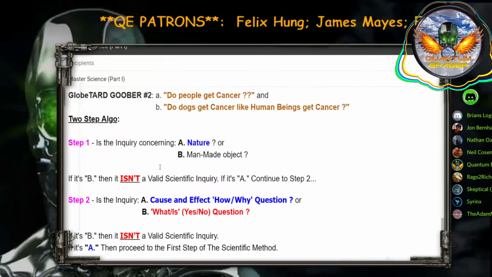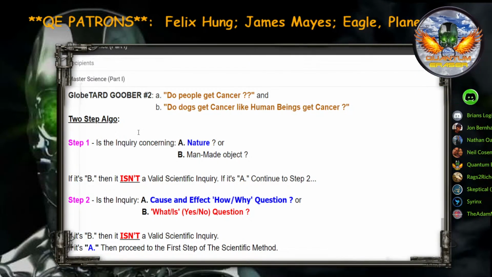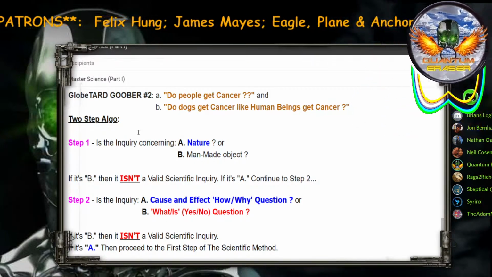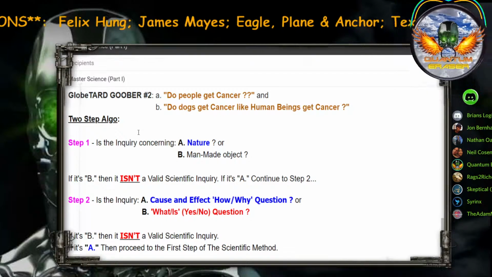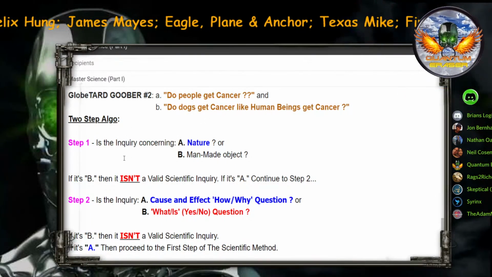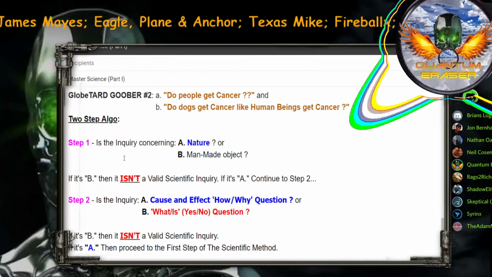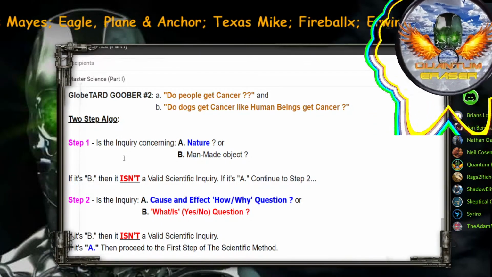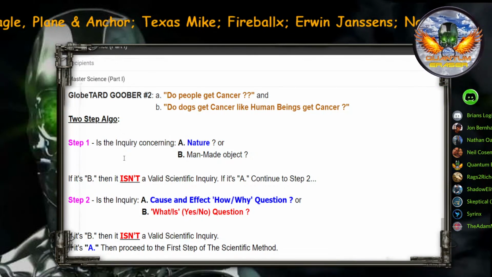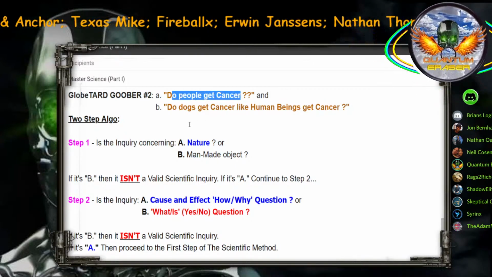The second one, this is the Globetard Goober number 2. This is Jake on the plane. We'll do A. Do people get cancer? Well, here we go with the algo again. Is the inquiry concerning nature or a man-made object? This one's concerning nature. He's good to go with step 1. Step 2, is the inquiry a cause and effect how I question, or B, a what is yes or no question? Do people get cancer? That's a yes or no question. It cannot enter the scientific method. This is an invalid scientific hypothesis.